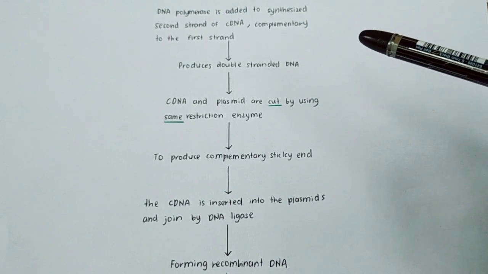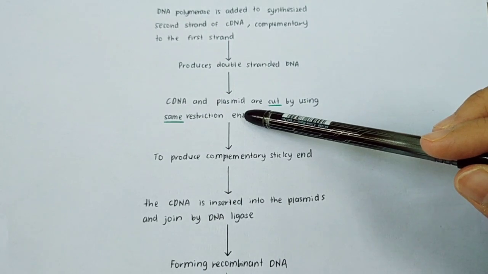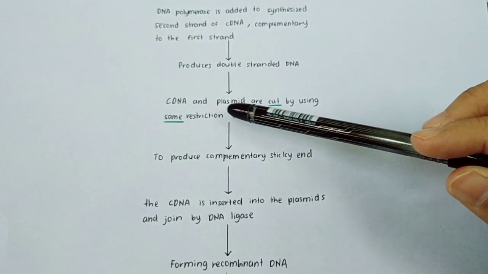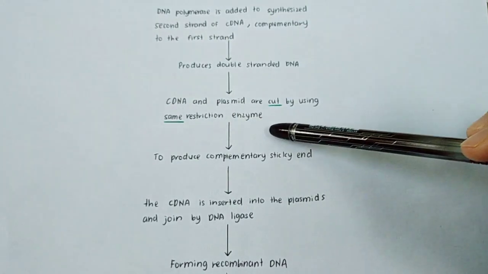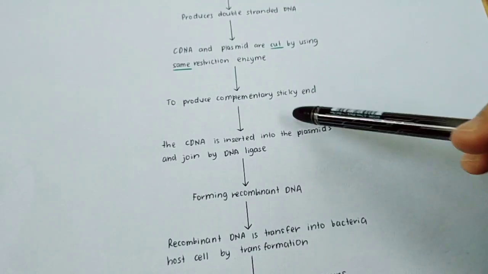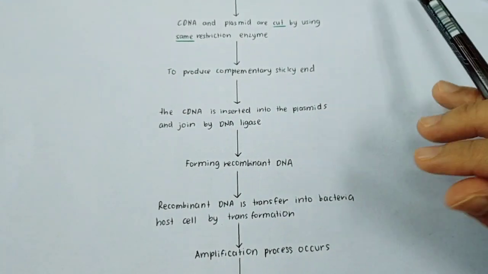So once kita dah ada kita punya target DNA, and then kita ada plasmid. Plasmid ni adalah DNA cloning vector. So both cDNA and plasmid are cut by using the same restriction enzyme. So maksudnya step yang seterusnya sampailah habis. So actually this is same as the steps in gene cloning.